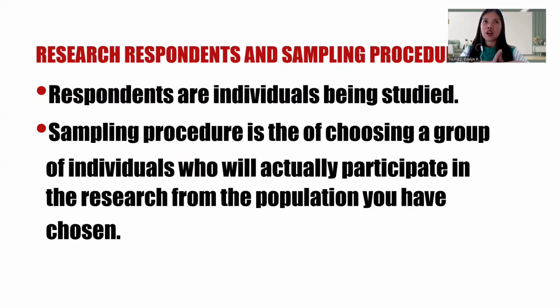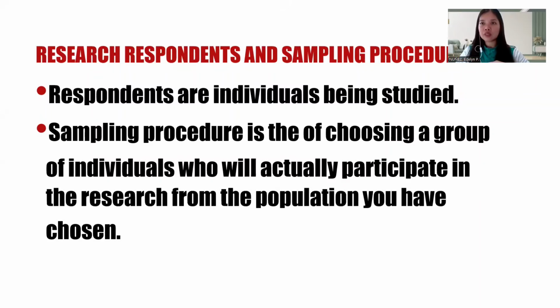We have the offered courses and how it affects your topic of interest. So you also need to mention the sampling procedure. Sampling procedure is choosing a group of individuals who will actually participate in the research from the population we have chosen. So at the beginning of our class, I let you choose a sample from your classmates.